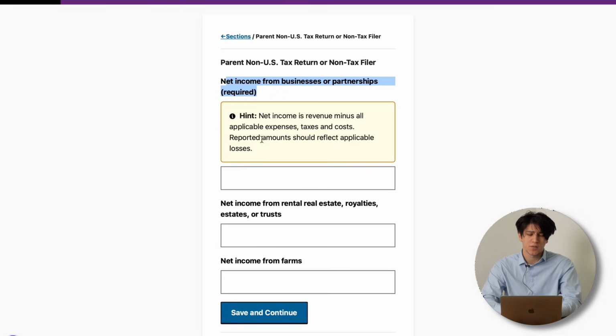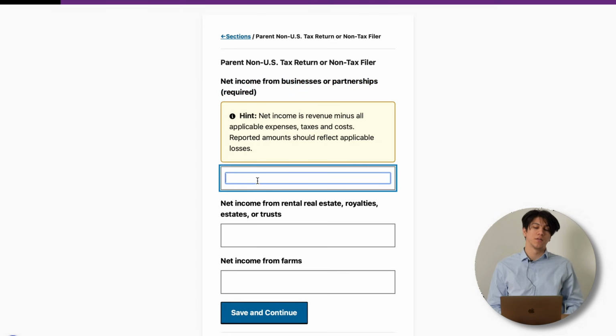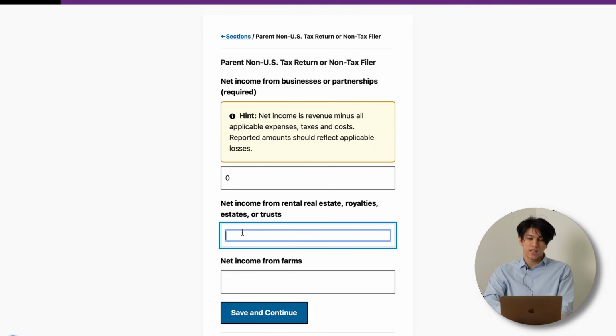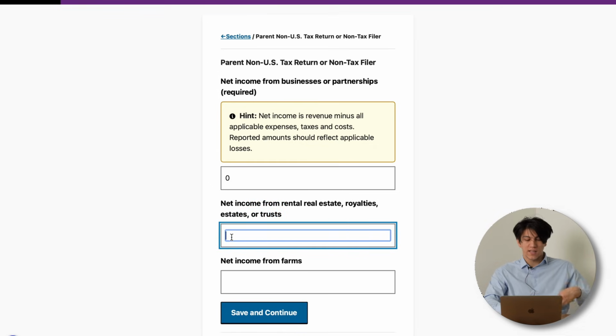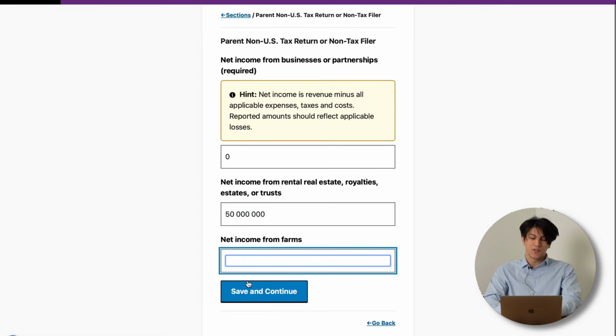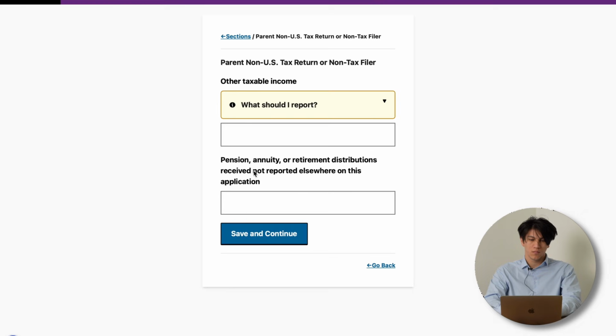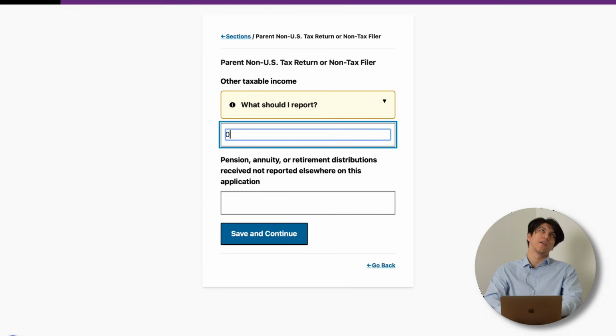Net income from businesses and partnerships. If your parents own the business, you just have to include the net income from businesses and partnerships. So here in our case, our parents don't earn any business money, so put 0. Net income from rental real estate, royalties. So that means that, let's say we have 50 million sums we earn from rental money. Net income from farms, 0. Other taxable income. Okay, we don't have any other taxable income. Do we have it? No, we don't have it.